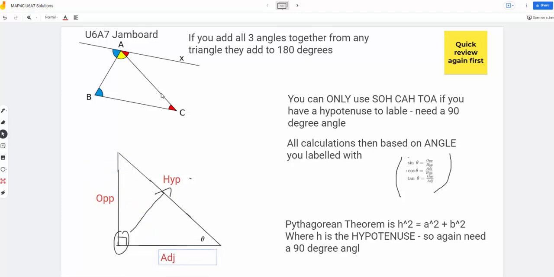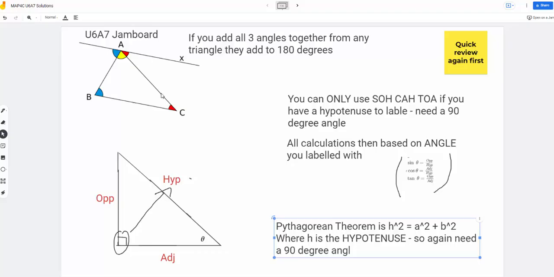We can also only use the Pythagorean theorem if there is a hypotenuse. And remember that this side would be h. The other two don't really matter. You can call them a and b, you can call them c and d, it doesn't matter. But it's h squared that equals the other two squared.